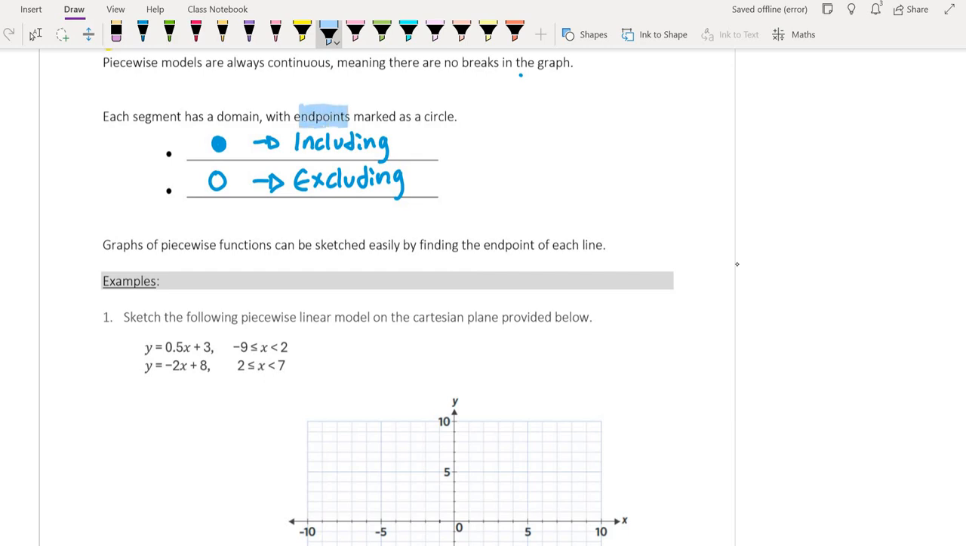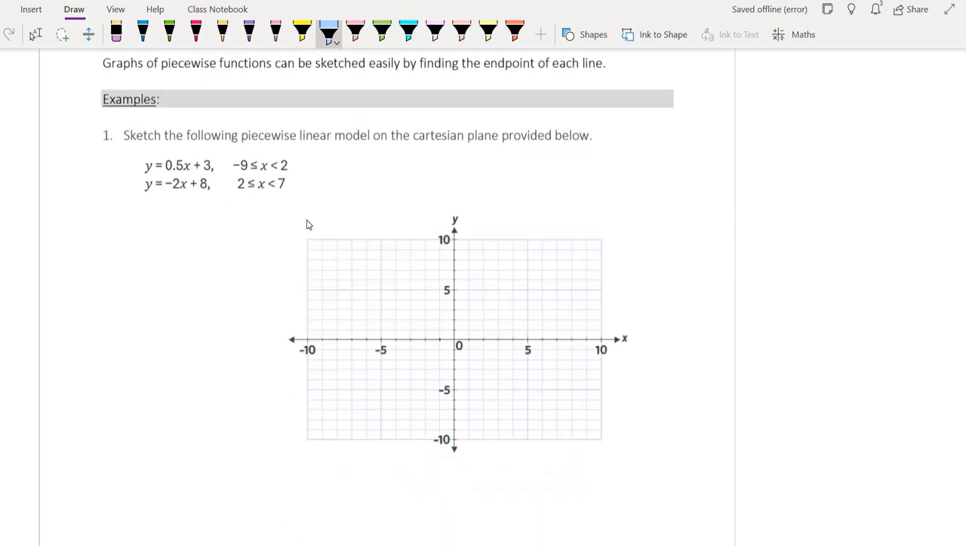So we're going to have some endpoints. And sometimes the endpoints will be included as part of the graph. Sometimes they will not be included. So to show that, it will use a closed circle for including that point and an open circle for excluding that point of the graph. Let's have a look at this example.